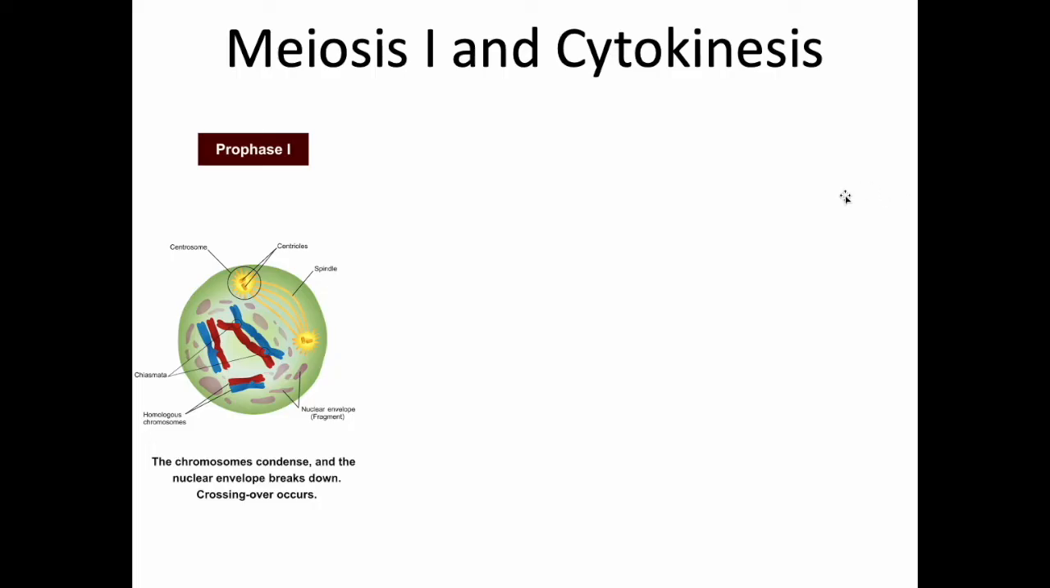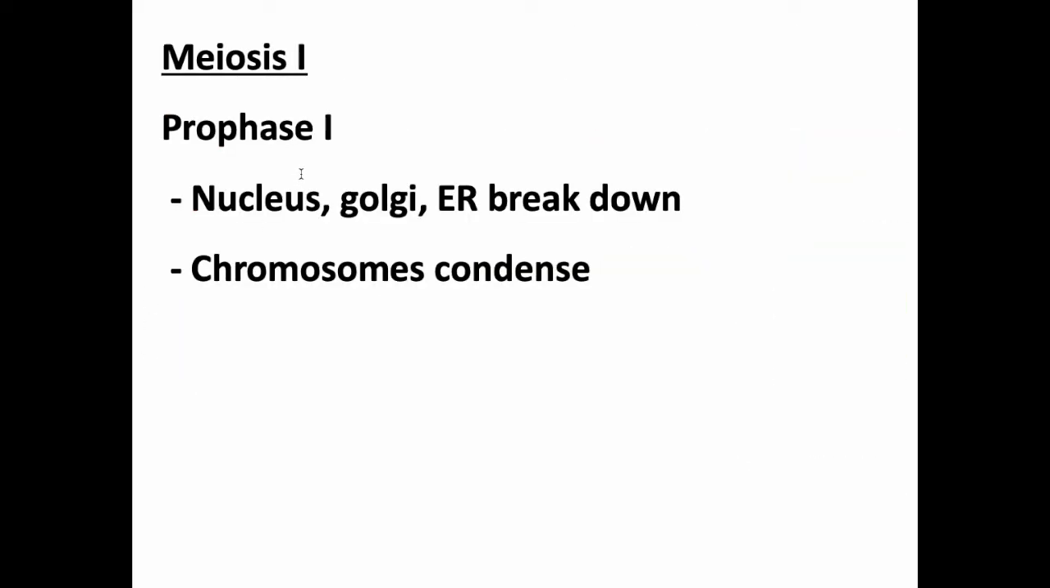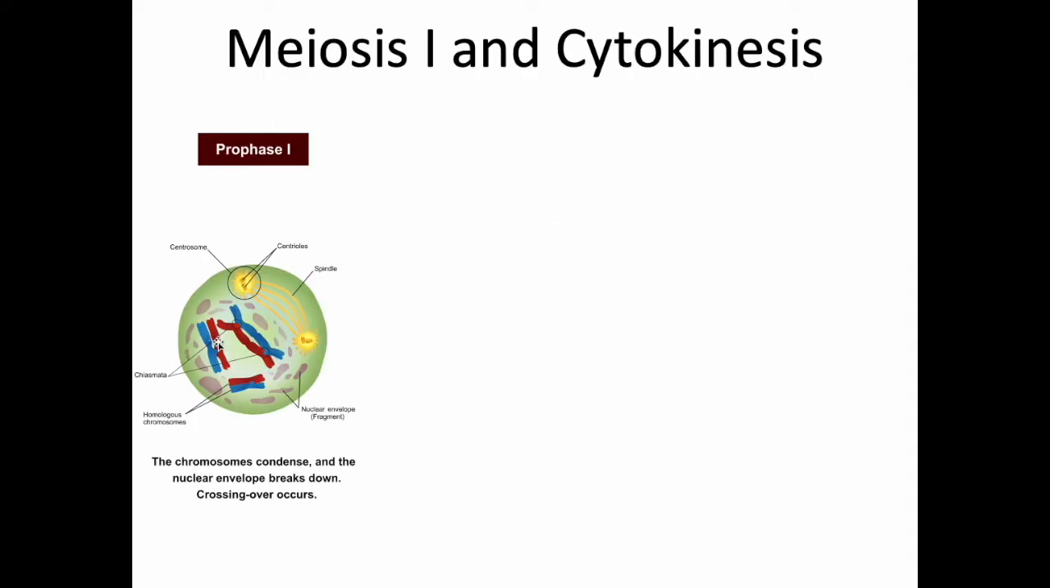So prophase 1, we are going to have the chromosomes condense. The nucleus, Golgi, and ER break down. Okay, this should sound familiar, but I guess that's good. Prophase 1 is very similar to prophase from mitosis. Nucleus, Golgi, ER break down, chromosomes condense. So far so good. Has a lot in common with mitosis. We are going to see the chromosomes. Oh, okay, so this is actually a little different now that we look at it.